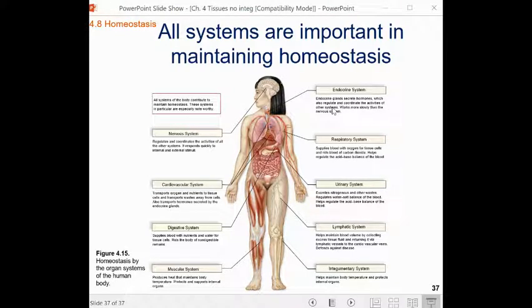But this gives us an overview of the two key mechanisms for maintaining homeostasis. Most of them are negative feedback. The output will eventually turn the system back off again, or positive feedback where you get a more and more intense response until the stimulus is actually removed.